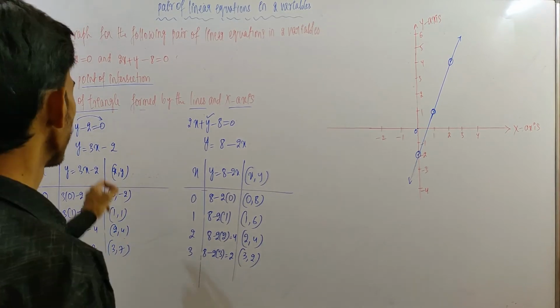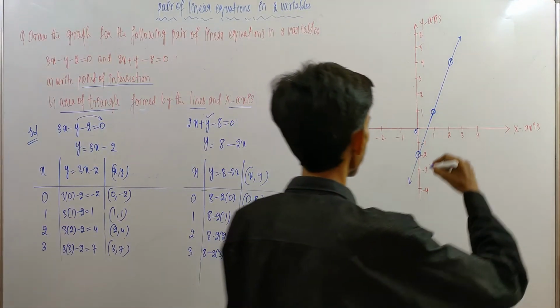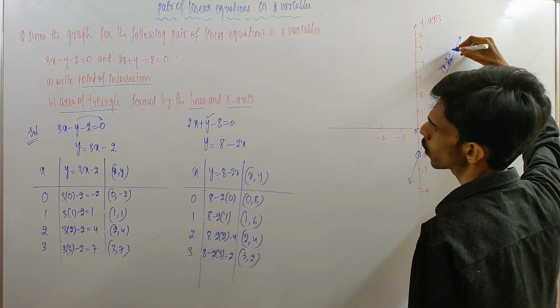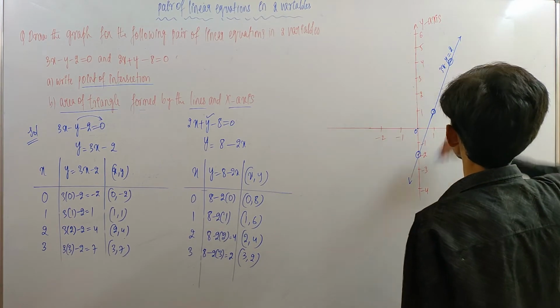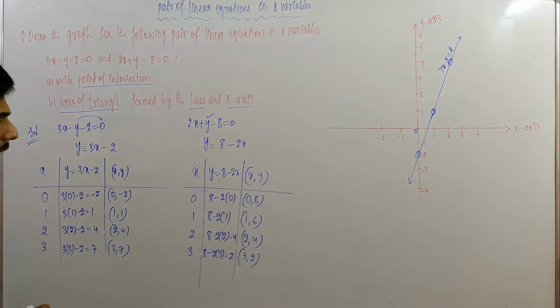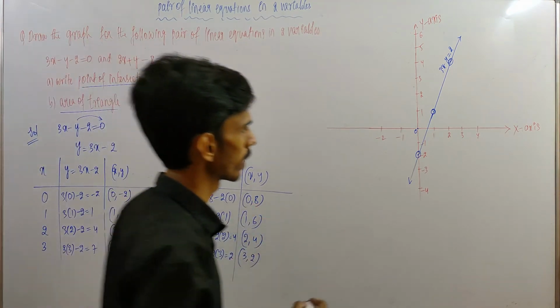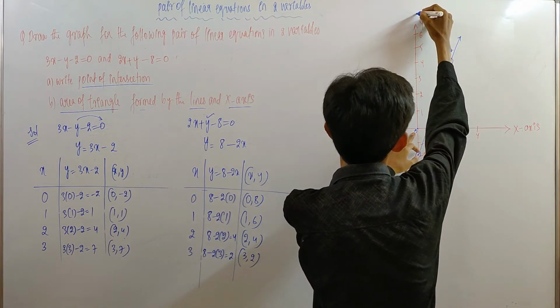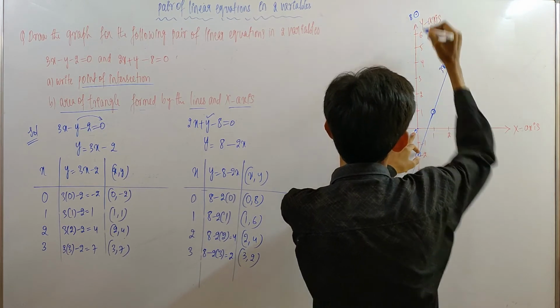Now we have plotted the first line, that is 3x minus y equals 2. Now let us plot the second line. Here we have 0 up to 8, so this will become 0 and 8.